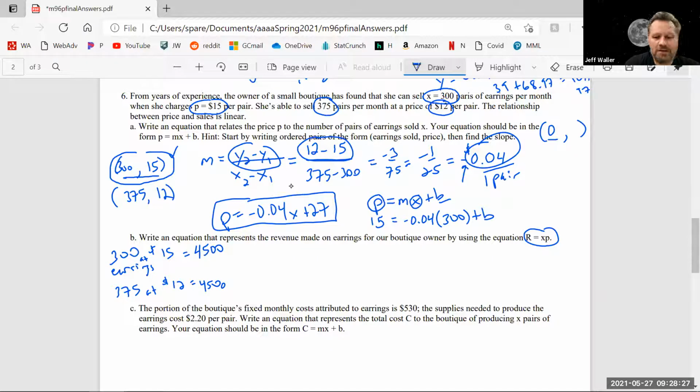So somewhere in the middle there is going to be the sweet spot. All right, so we're working up towards that. So my revenue formula makes sense: it's number of earrings times price per earring. That's how we'd figure out how much money we make by selling these earrings.